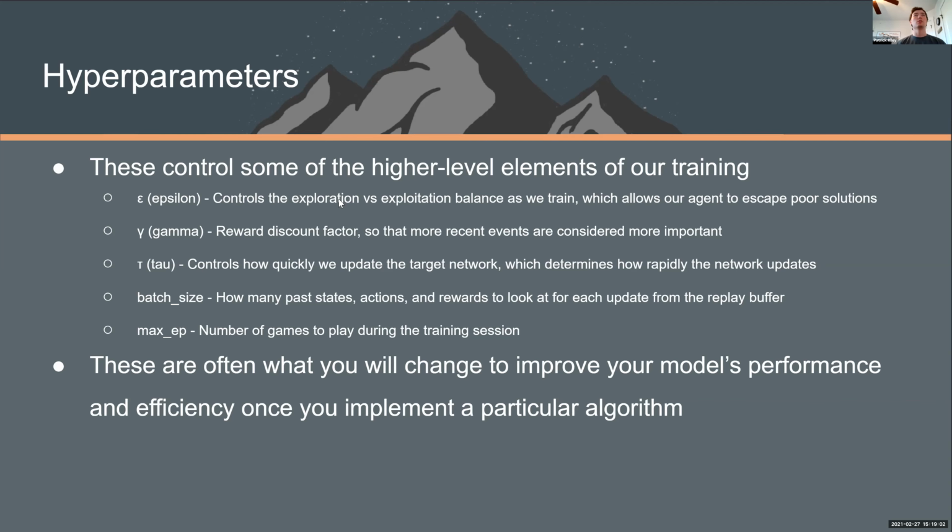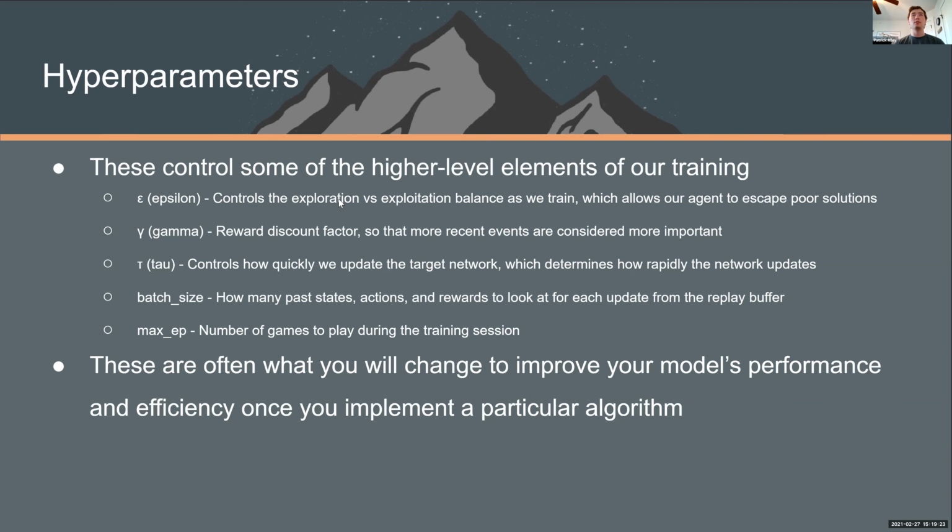So epsilon is the first one you're going to see, and that's going to control the exploration versus exploitation balance as we train, which may sound like Greek, funny enough, but basically allows our agent to explore the space better and escape being trapped in a rabbit hole where it's just doing the same thing over and over again, and it doesn't know that there might be a better solution out there.